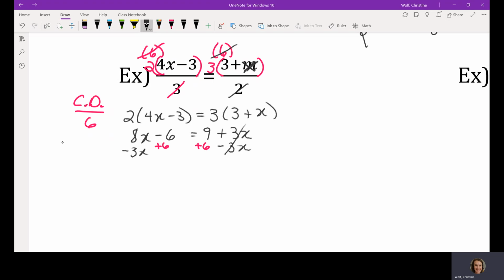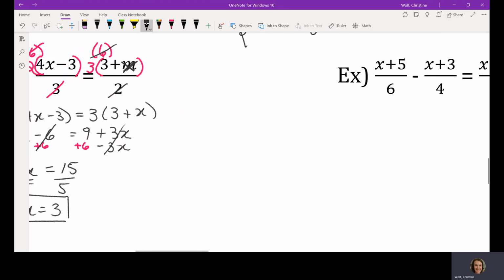So on the left-hand side, 8x minus 3x is 5x. I already added the 6, so that's already gone, equaling, and then on the right-hand side, 9 plus 6 is 15, and those 3's already canceled. Divide off the 5, divide off the 5, cancel, x equals 3. Okay, I know that was a little complicated, so I kind of chose one more similar to that.